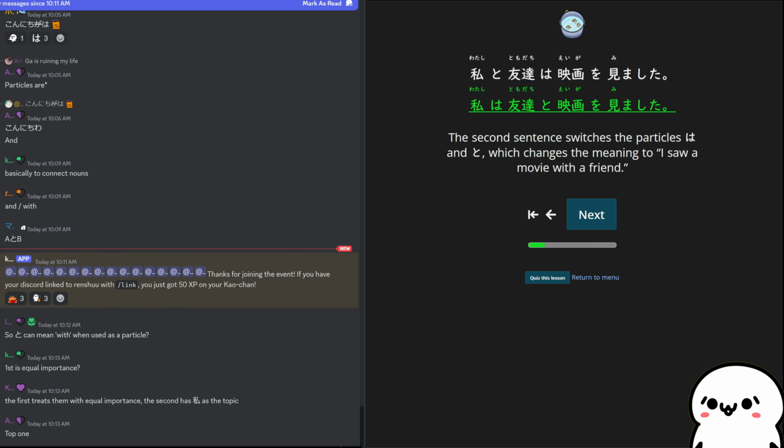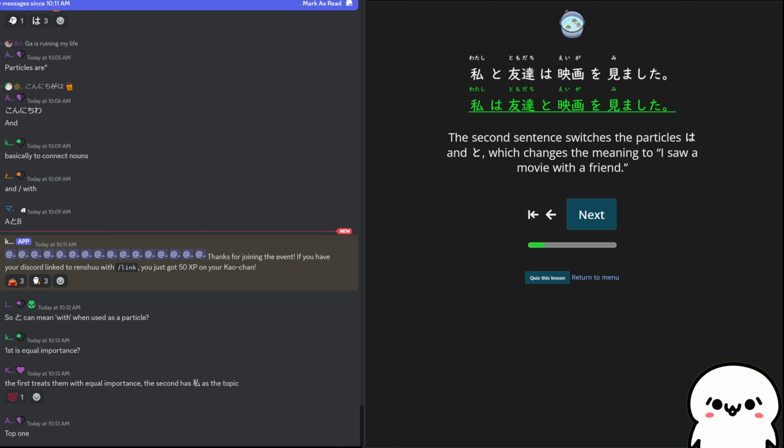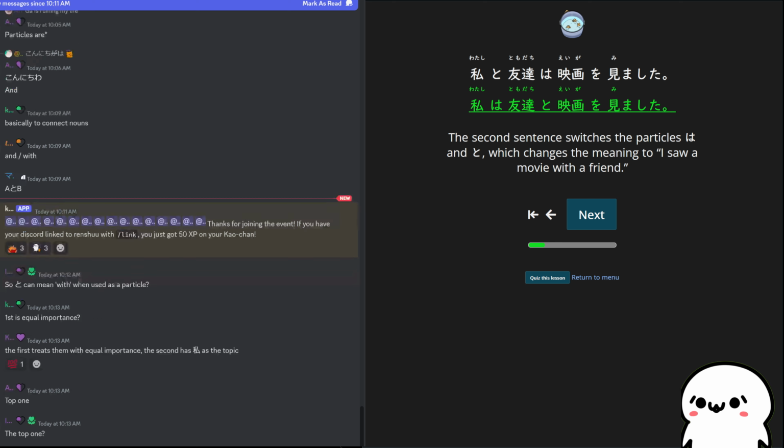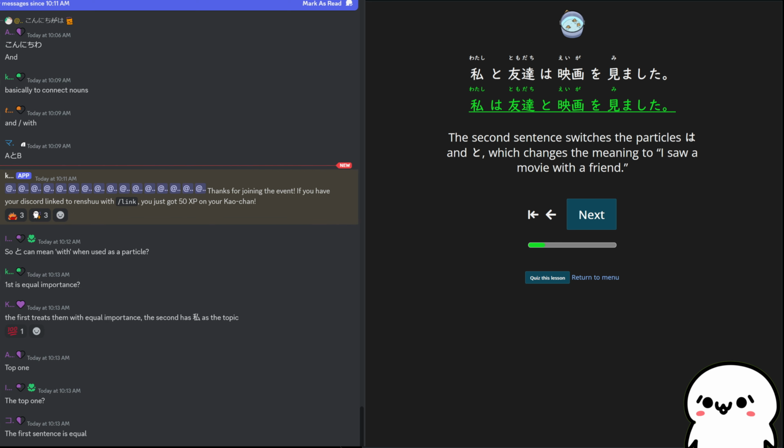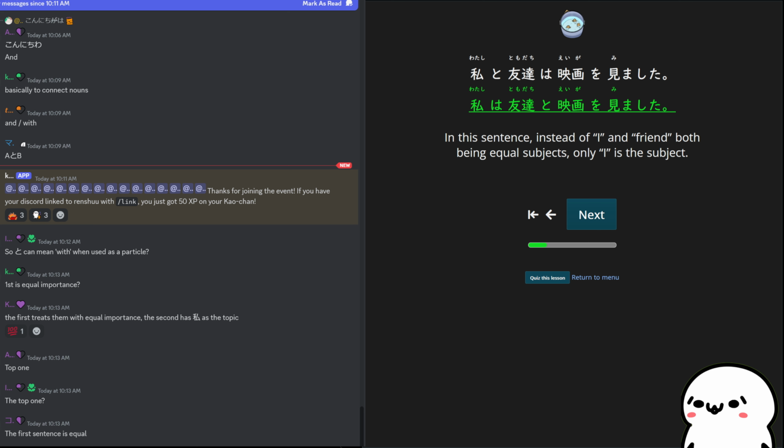So I see 3 people. I love it. They have 3 different ways of writing it, and they all mean the same thing. The first one, when you put watashi to tomodachi wa, you're putting them at the same level of importance. However, with the second sentence, watashi is the most important person in that sentence.